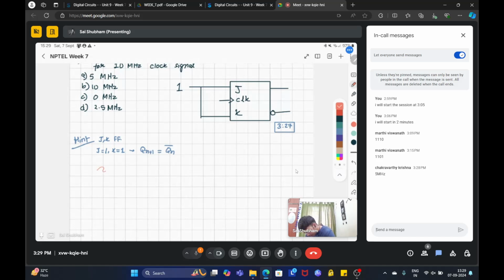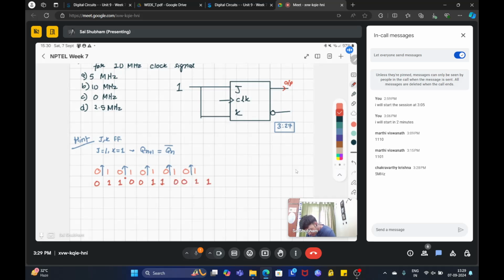Suppose J is 1 and K is 1. We will write the clock pattern 0, 1, 0, 1. Fine. So the positive edges are these points. Suppose the initial value of the output was 0. So at the clock edge, it will toggle to 1. And it will remain at 1 as long as it finds the next positive edge. Okay. So after this point, it will be 0 again, then it will be 1, then it will be 0 again and 1.